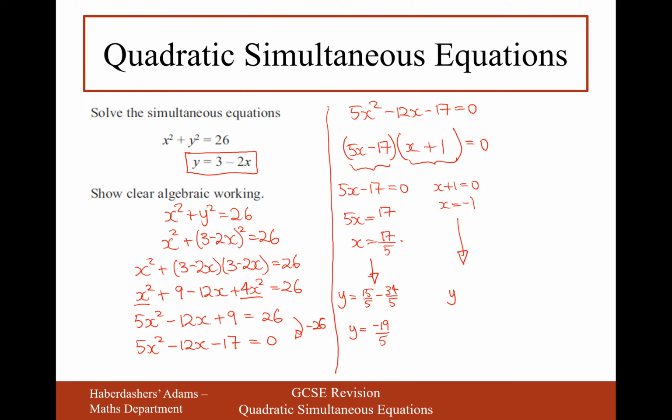And then the y coordinate for this one here is going to be 3 take away 2 lots of minus 1, so that's going to be 5. So our solution pairs are x equals 17 over 5, y equals minus 19 over 5, that's one pair, and then the other pair is x equals minus 1, y equals 5. Okay, so there we are, that's the answer to this question.